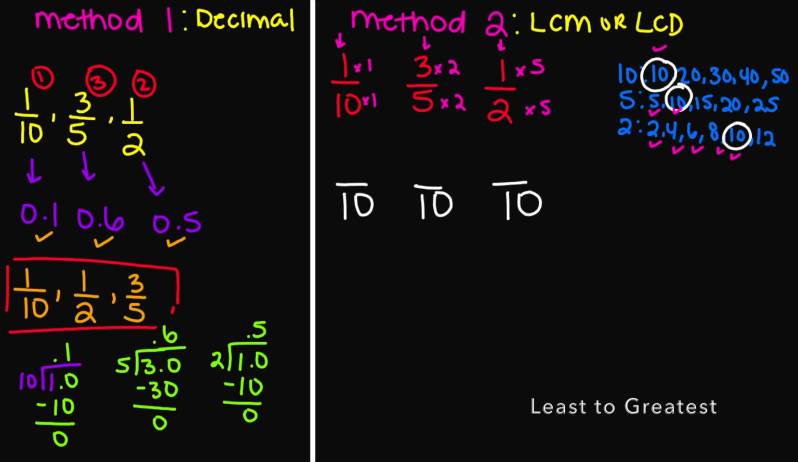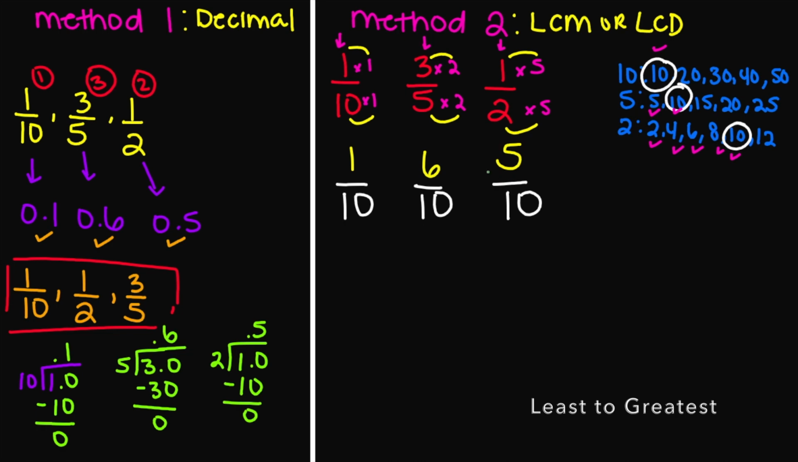And now we're going to multiply. So 1 times 1 is 1. 10 times 1 is 10. We already have that in my denominator. 3 times 2 is 6. 5 times 2 is 10. We got that. 1 times 5 is 5. And then 2 times 5 is also 10. And we already have that in my denominator.